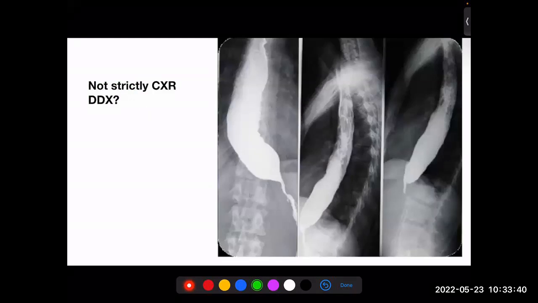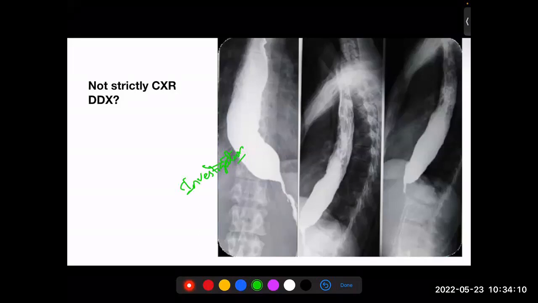What is the differential? What is a spot diagnosis? What is this? Achalasia cardia. Diagnose. What are we looking at? What does this look like to you? Yes. Bird beak appearance. What kind of investigation is this? Barium swallow. Barium studies. So bird beak appearance, achalasia cardia.